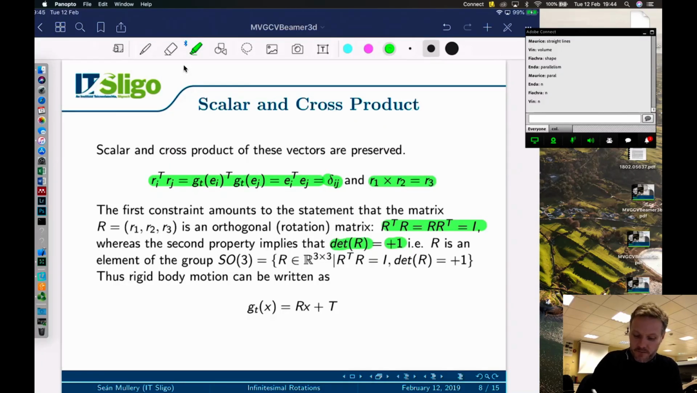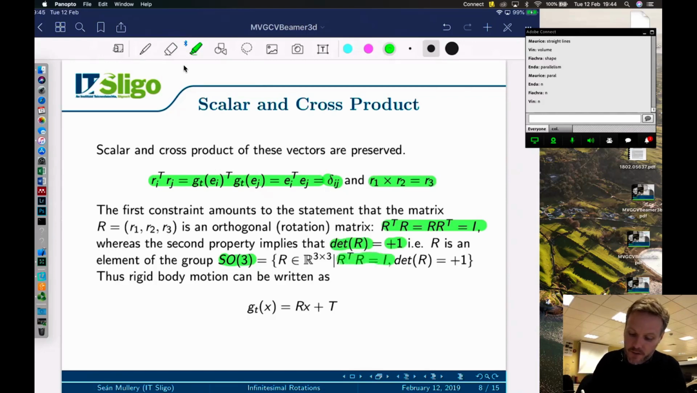R is an element of that group that I mentioned earlier, the special orthogonal group, which, as we said, is orthogonal, but the ordinary orthogonal group could have a determinant of -1 as well, whereas the special orthogonal group can only have a determinant of +1.